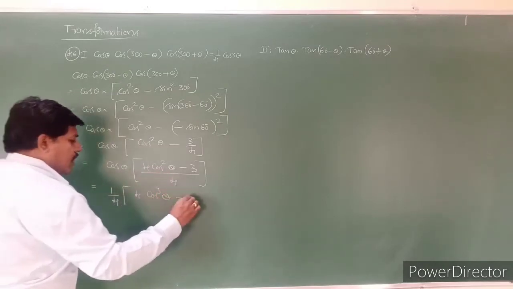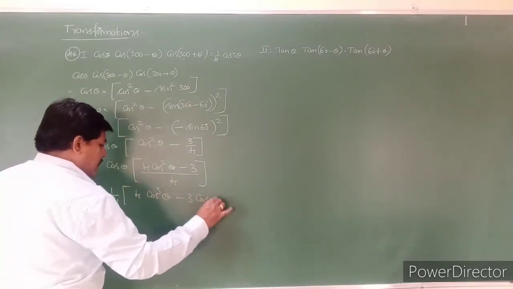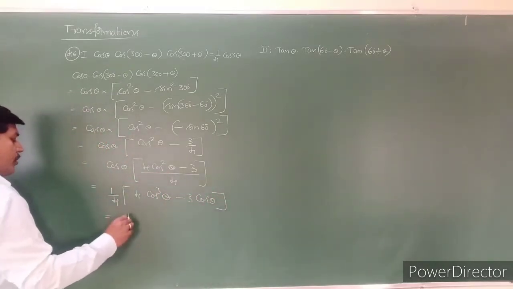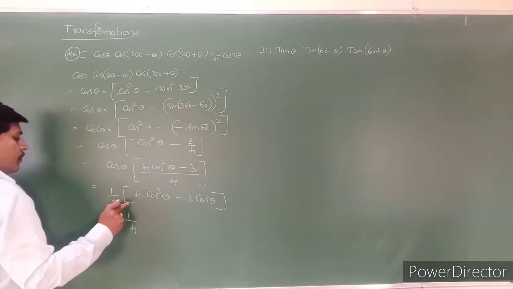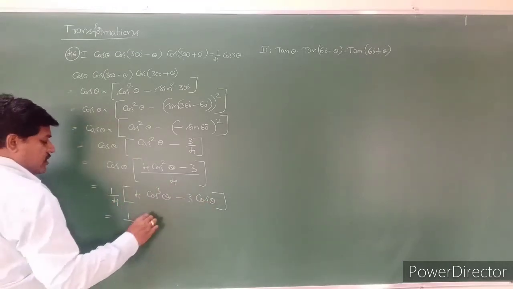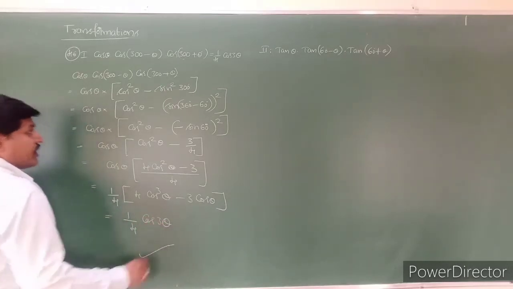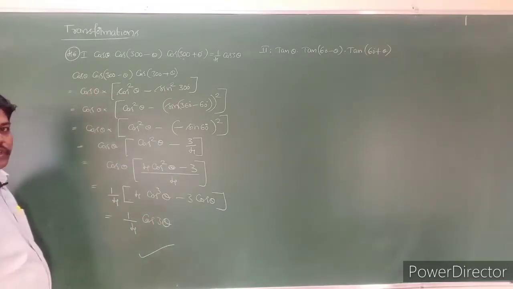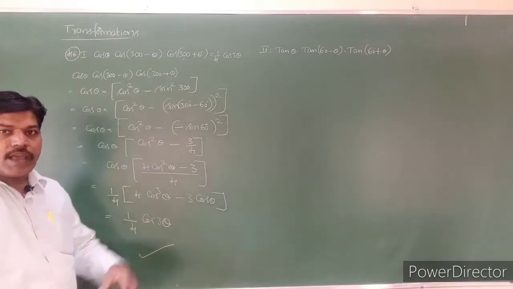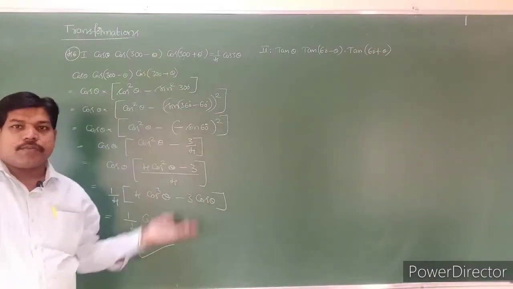4 cos cube theta minus 3 cos theta. So what will it become, students? What is that formula? 4 cos cube theta minus 3 cos theta is nothing but cos 3 theta. So statement 1 is the correct one. I am already giving the synopsis, but this is the proof.